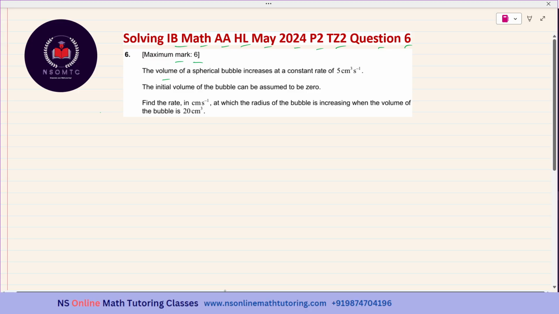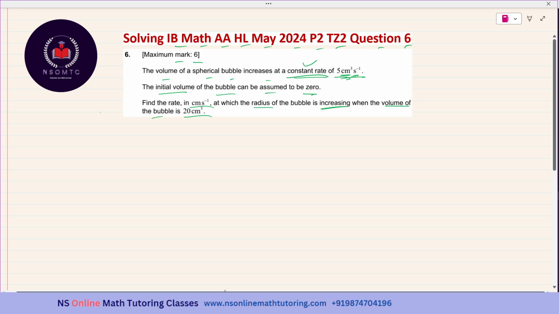It says the volume of a spherical bubble increases at a constant rate of 5 centimeter cube per second. Centimeter cube is the unit of volume and per second, so it is divided by the time. The initial volume of the bubble can be assumed to be 0, so it is totally a deflated bubble and it is getting inflated at a constant rate. And find the rate in centimeters per second at which the radius of the bubble is increasing when the volume of the bubble is 20 centimeter cube.